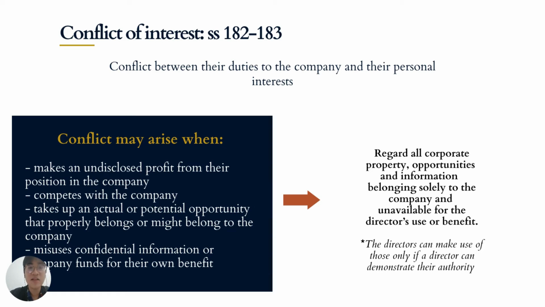About conflicts of interest mentioned in sections 182 to 183: the conflict between duties to the company and personal interests. A conflict may arise when making undisclosed profit from a position in the company, competing with the company, taking up an actual or potential opportunity that properly belonged or might belong to the company, or misusing confidential information. All company property, opportunities, and information belong to the company and are unavailable for direct use for personal benefit. A director can only make use of those if they can demonstrate authority. Next, we will continue with the duties of officers.